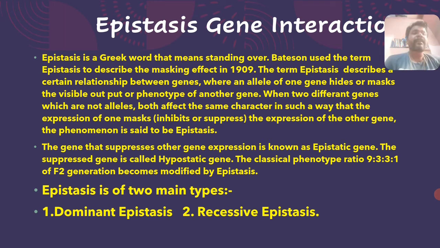The common phenotypic ratio of a dihybrid cross is 9:3:3:1, which undergoes modification in complementary gene interaction, in supplementary gene interaction, and also in epistasis. In complementary gene interaction, the 9:3:3:1 is modified into 9:7. In supplementary gene interaction, it is modified into 9:3:4. Like these, epistasis also modifies the original phenotypic ratio of the dihybrid cross, 9:3:3:1.